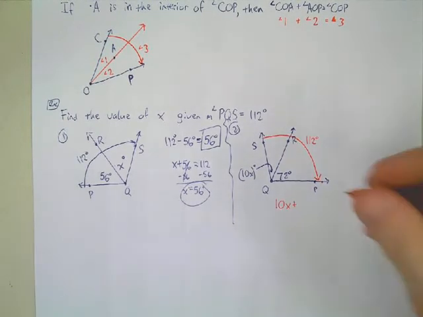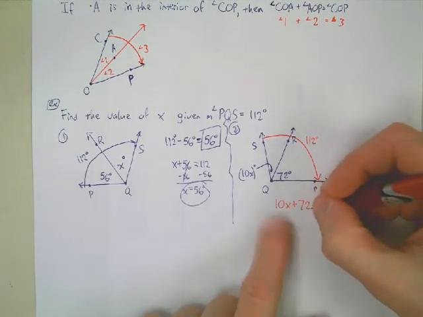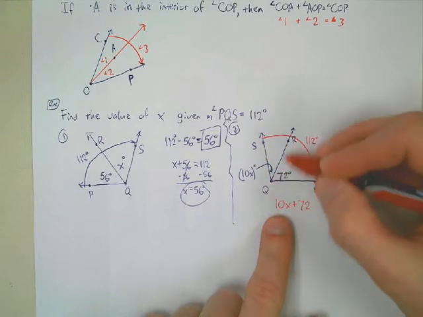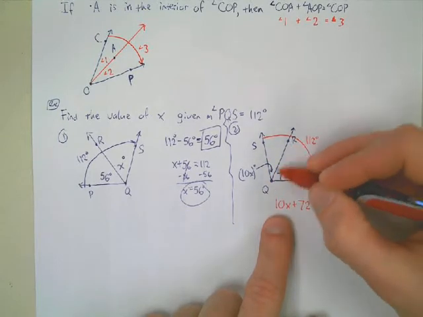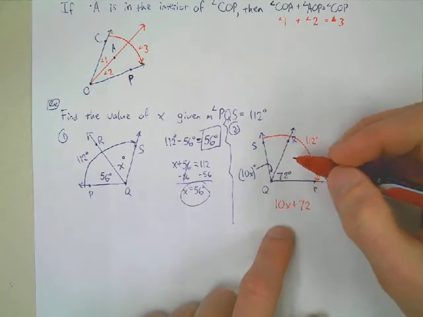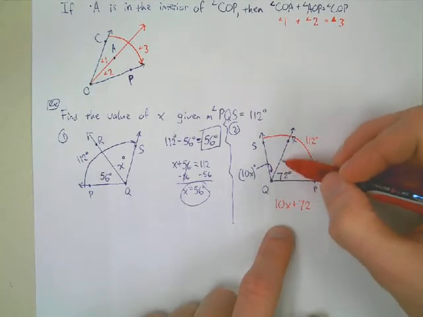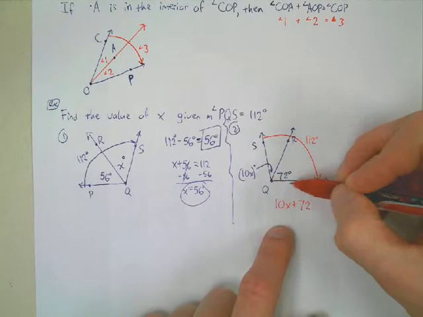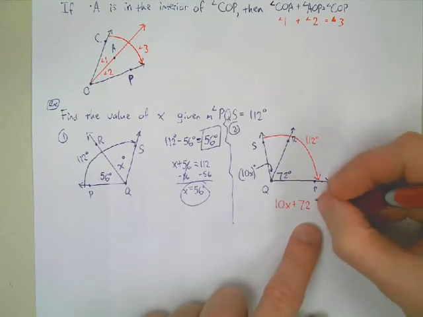It's going to be the 10x, the small angle here, plus the other small angle together with it, make the big angle SQP. Do you see that now? Yeah. Small angle here plus this small angle together make the big angle. Okay? So that equals 112 degrees.